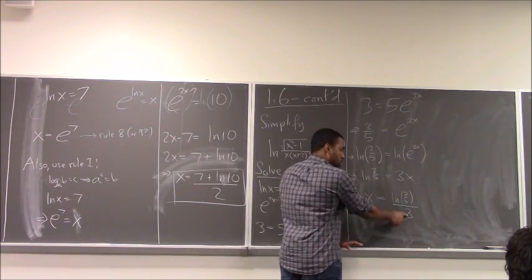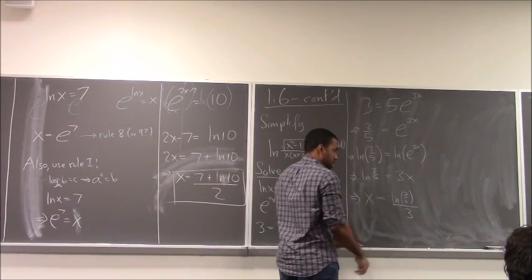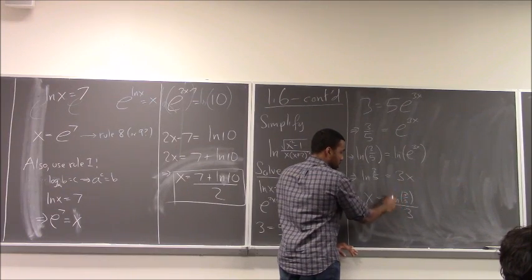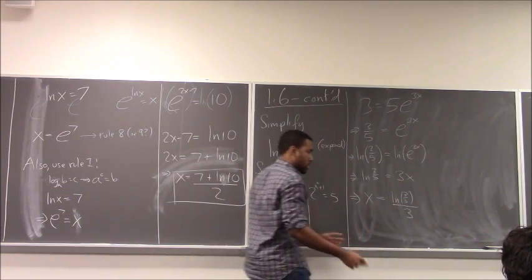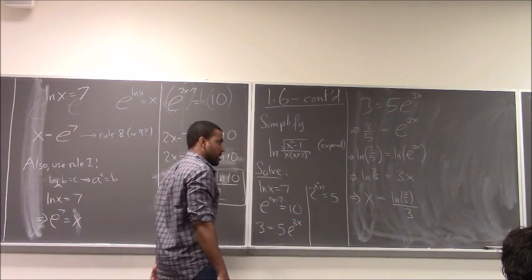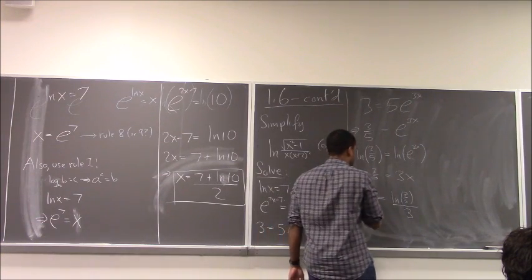And of course, you can't actually cancel these 3's or anything like that, right? Because the 3 over 5 here is stuck inside of an ln. This 3 outside here is not. You can't infiltrate inside an ln like algebra. That's it.